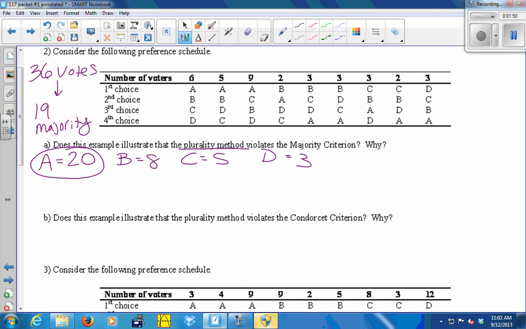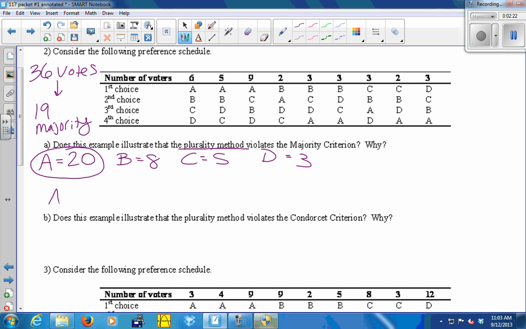Now we're going to check the majority criterion. Is there a candidate who has a majority? Yes, candidate A. Did candidate A lose? No, then we have not violated the criterion. The only way to violate the criterion is if you have a candidate that has a majority and loses, right? But candidate A has a majority and wins, so we have satisfied the majority criterion. So this does not demonstrate a violation of majority.